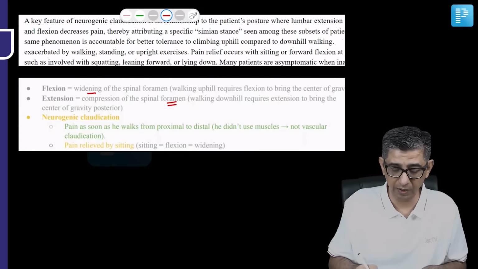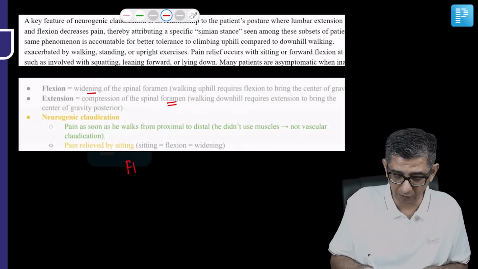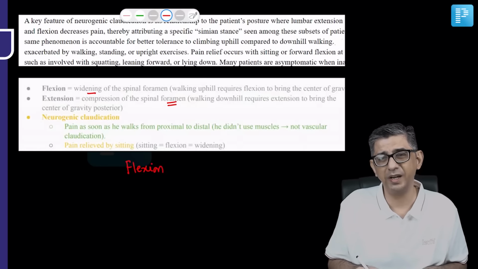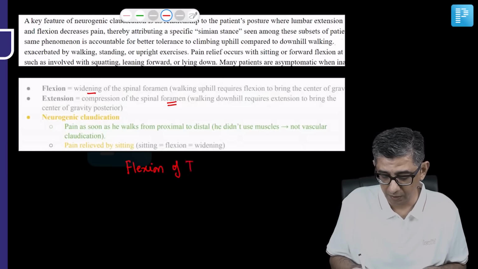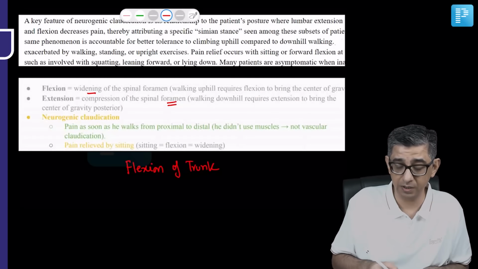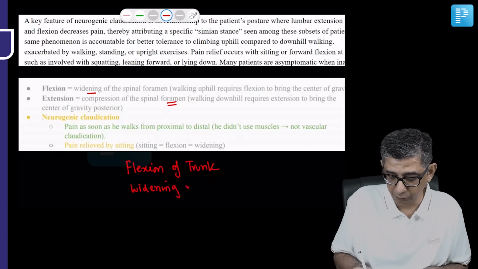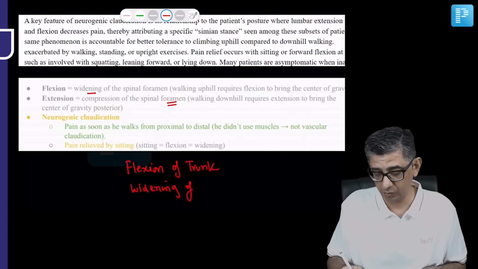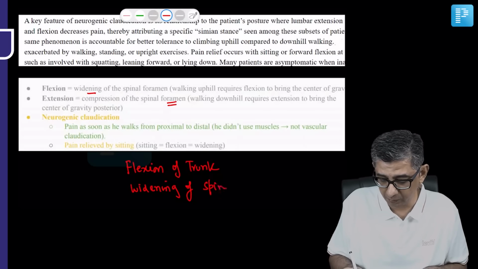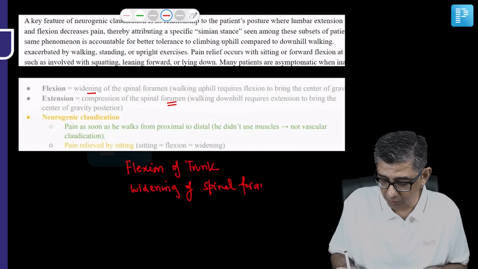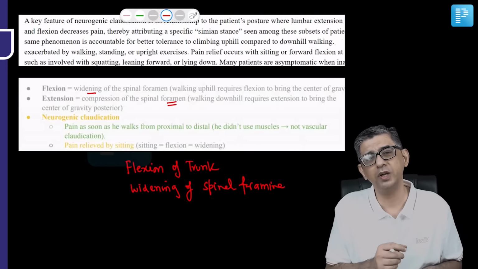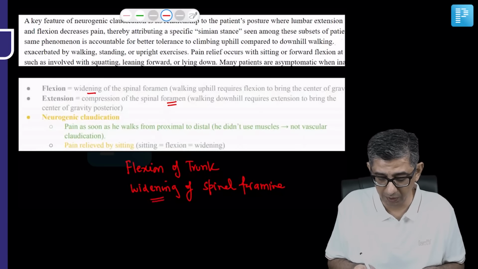I repeat once again, if this person is trying to climb upwards, there would be a slight flexion of the trunk. Now this flexion of the trunk causes widening of the spinal foramina through which these nerve roots are coming out. If you have widening of the spinal foramina, then the pressure on the nerves would be lesser, and therefore the neurogenic claudication component would become relatively lesser.